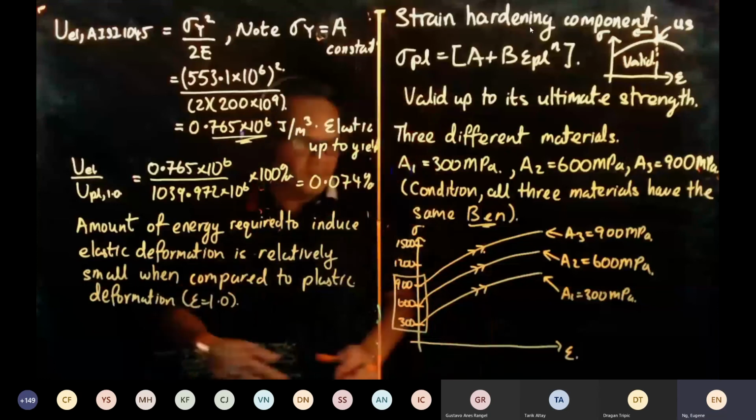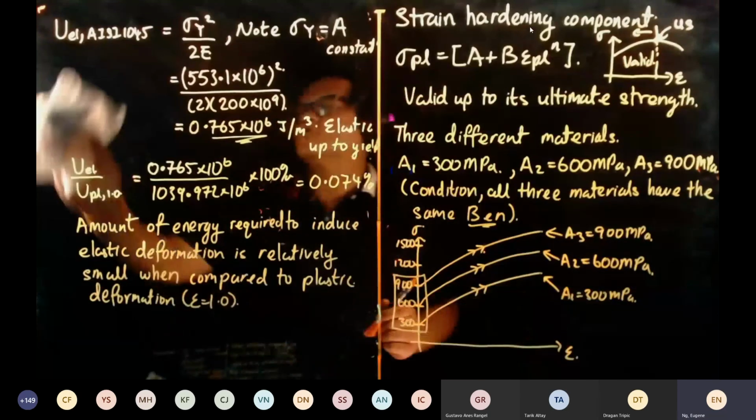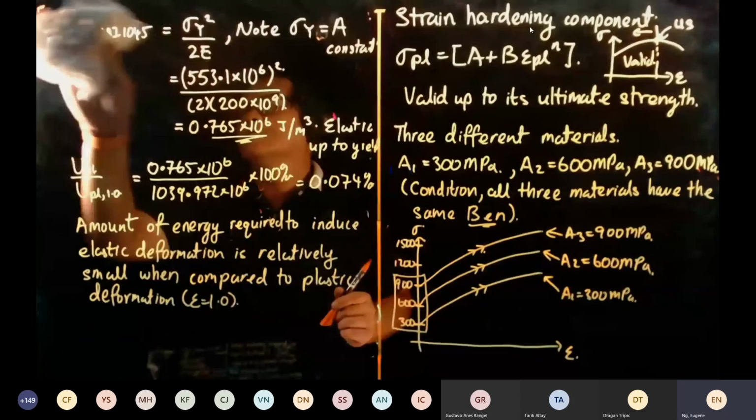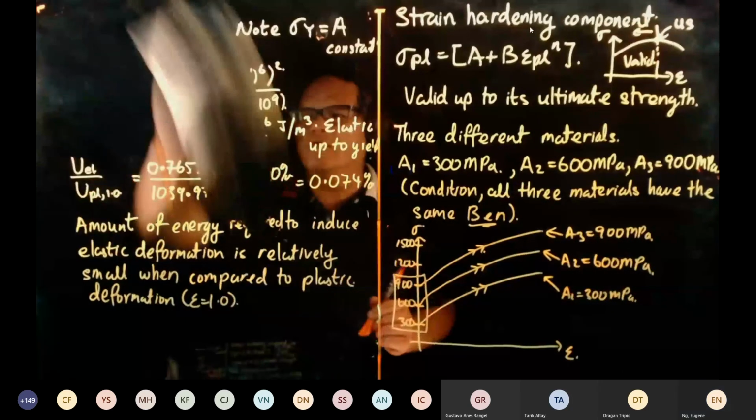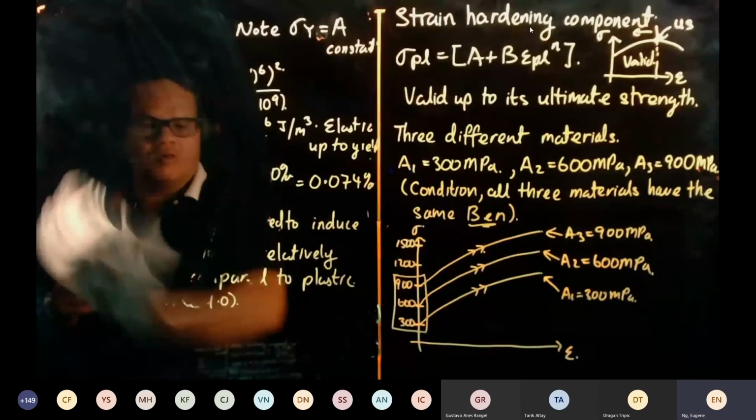Then we're going to draw another set. The next set I'm going to draw, again, is three different materials. Now A is constant, so they all have the same hardness. So that is the next example we're going to do.